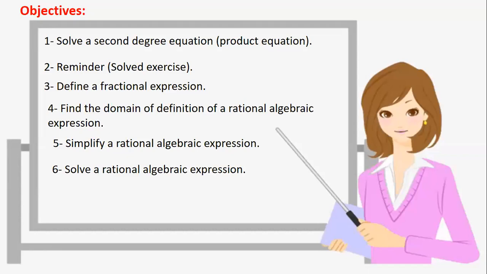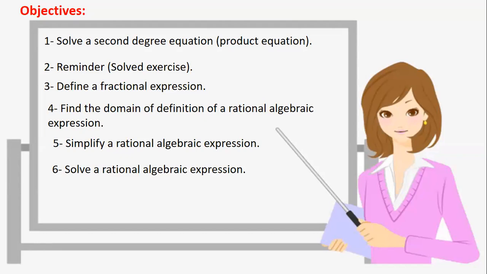So first I'll start with the objectives. Number 1, how can we solve a second degree equation, which we call a product equation? Number 2, as a reminder, I will give you a solved exercise. Number 3, define a fractional expression. Number 4, how can we find the domain of definition of a fractional or a rational algebraic expression?